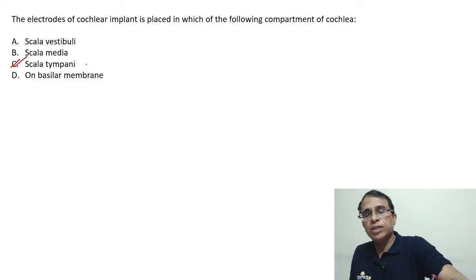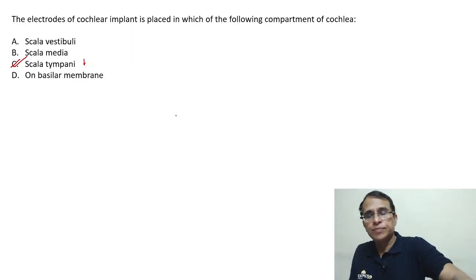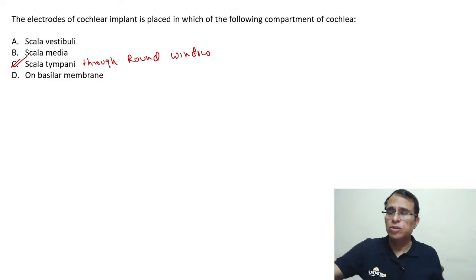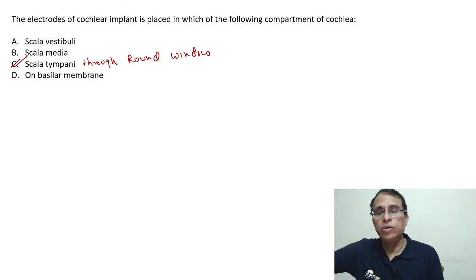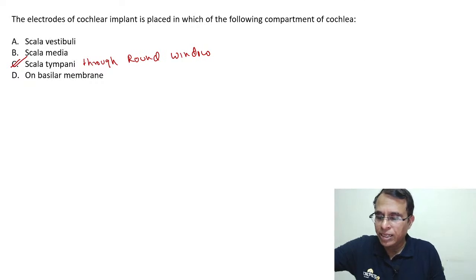In scala tympani, through which window? Through round window. So this is another question they ask you, which is the route that is used for a cochlear implant, and like I said, the route is the round window and the compartment is the scala tympani. Both are very, very important questions. So there are a lot of questions. There is no end to the questions we can do, but today's time is up.